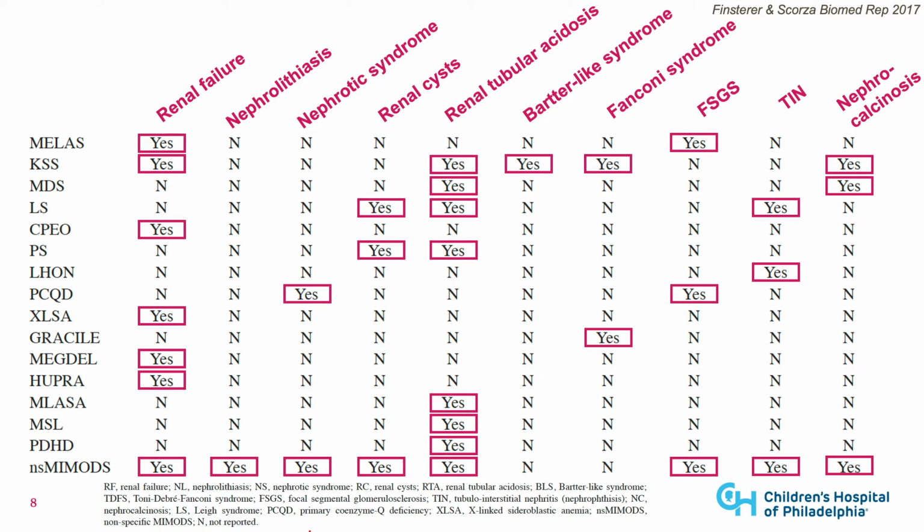Second, some renal disease manifestations, such as nephrotic syndrome, which is a condition in which proteins are spilled through a dysfunctional glomerular filter from the blood into the urine, are less common and not a universal feature of mitochondrial dysfunction. Here, specifically coenzyme Q deficiency and nonspecific mitochondrial multi-organ disorder syndrome stand out.